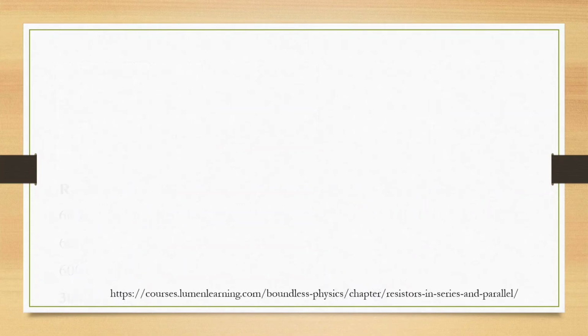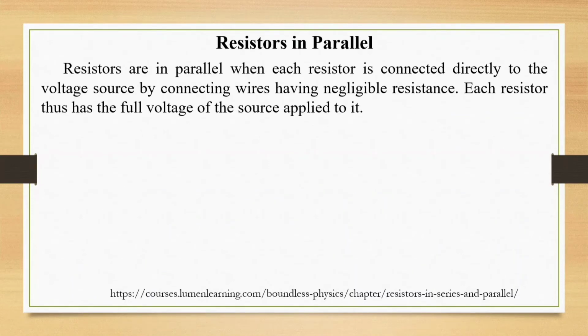Next, let us proceed now to resistors in parallel. Resistors are in parallel when each resistor is connected directly to the voltage source by connecting wires having negligible resistance. Each resistor thus has the full voltage of the source applied to it. It means the voltage across each resistor is equal to each other.